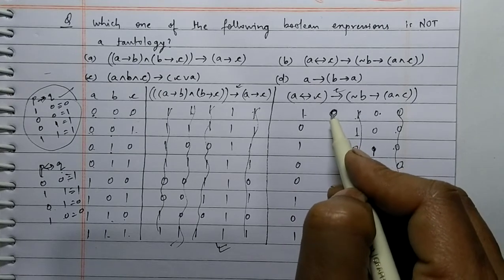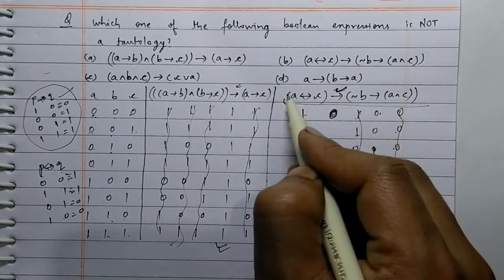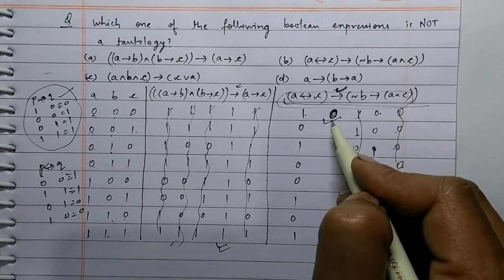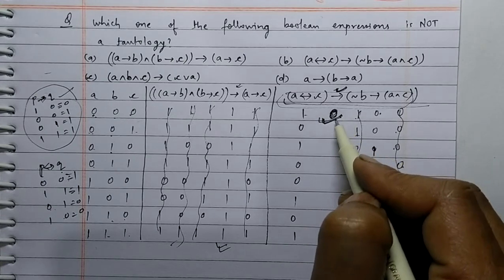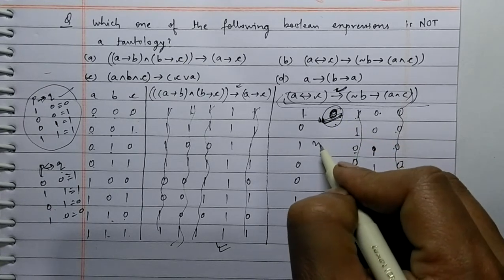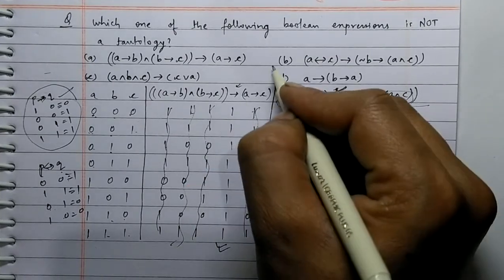Yes, at the first position, this operation is the result of this expression, and at the first place we receive false, and hence it is not. Once we get 0, it means it is not a tautology, hence our answer is B.